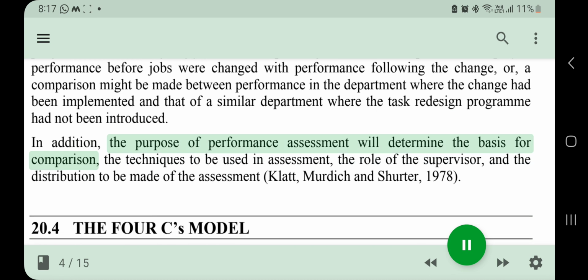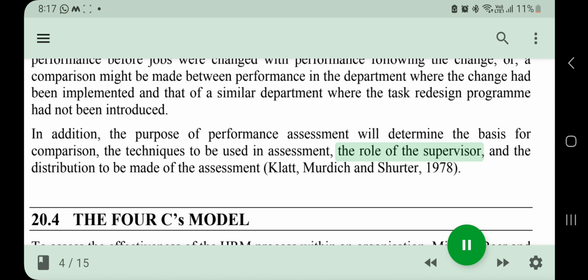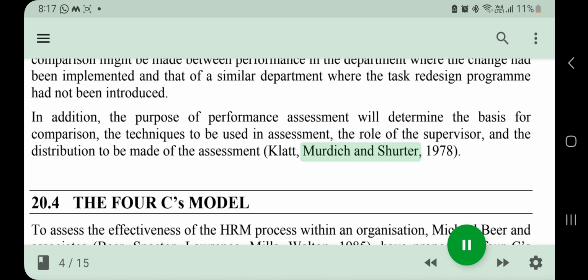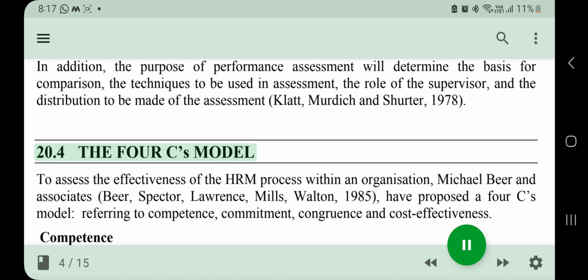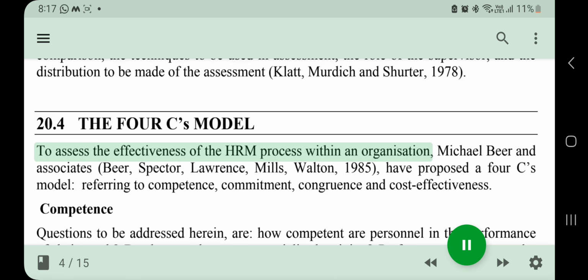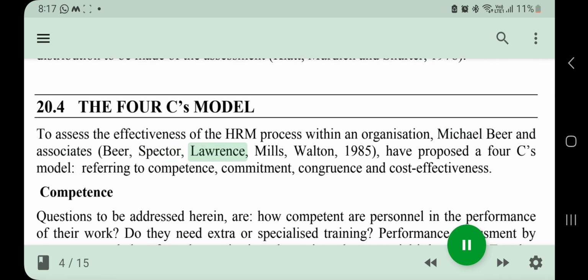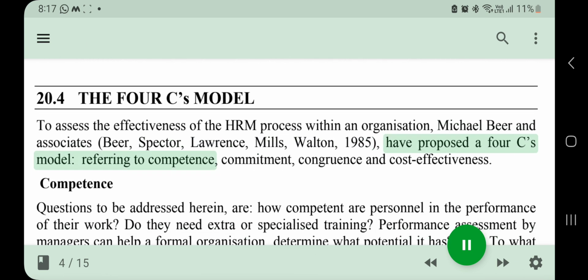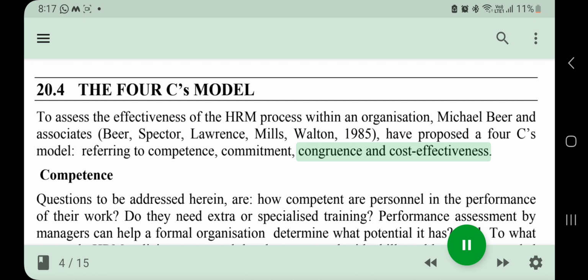In addition, the purpose of performance assessment will determine the basis for comparison, the techniques to be used in assessment, the role of the supervisor, and the distribution to be made of the assessment. Klatt, Murdach and Schurter, 1978. 20.4 The 4 Cs Model. To assess the effectiveness of the HRM process within an organization, Michael Beer and Associates, Beer, Spector, Lawrence, Mills, Walton, 1985, have proposed a 4 Cs model, referring to competence, commitment, congruence and cost effectiveness.